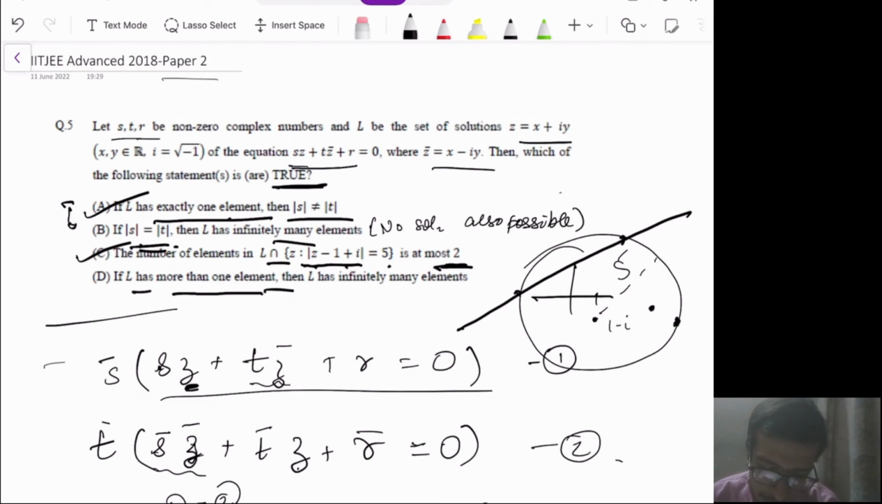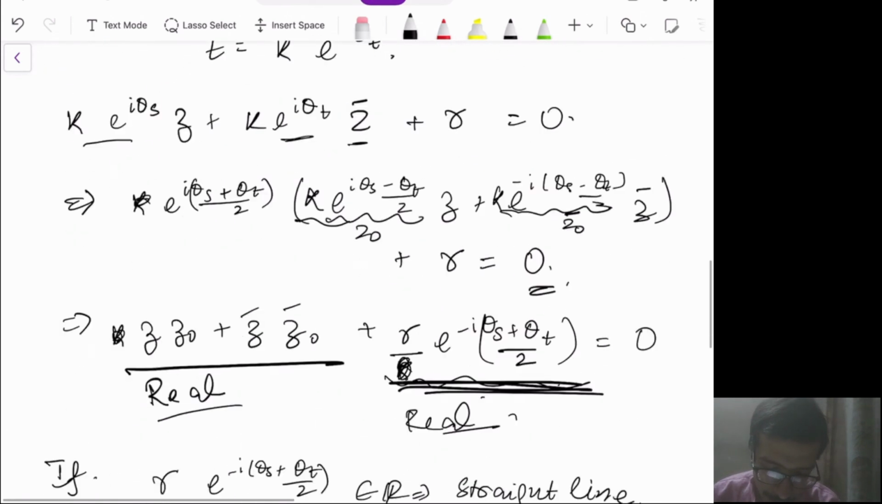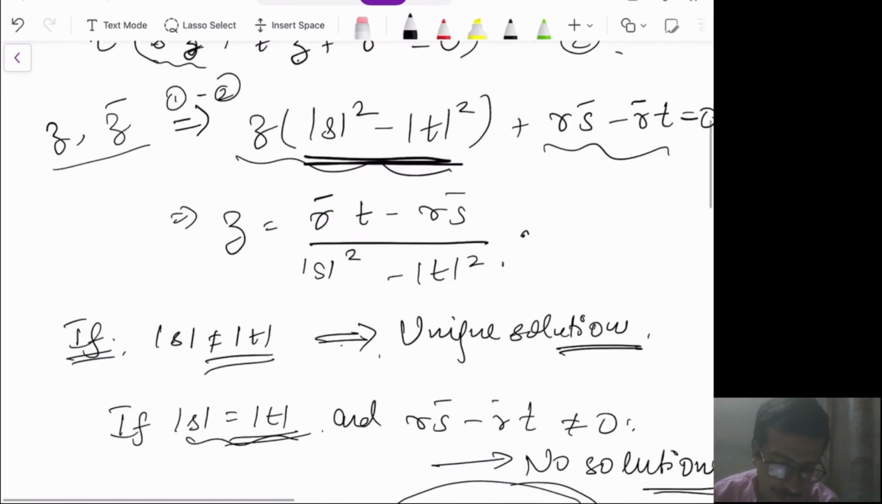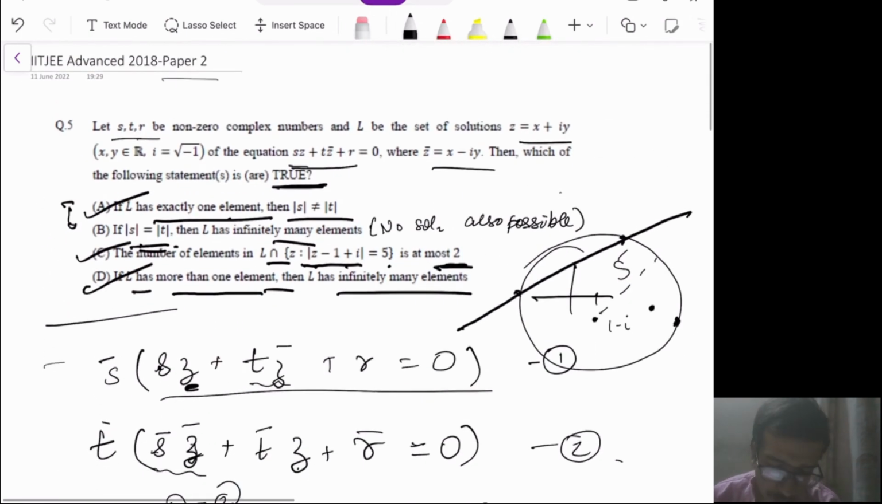If L has more than one element, then it has infinitely many solutions, right? Because we just have three cases, either one solution or no solution or infinite. So if it has more than one, then it has infinite. It's a straight line there. So these are all the options.